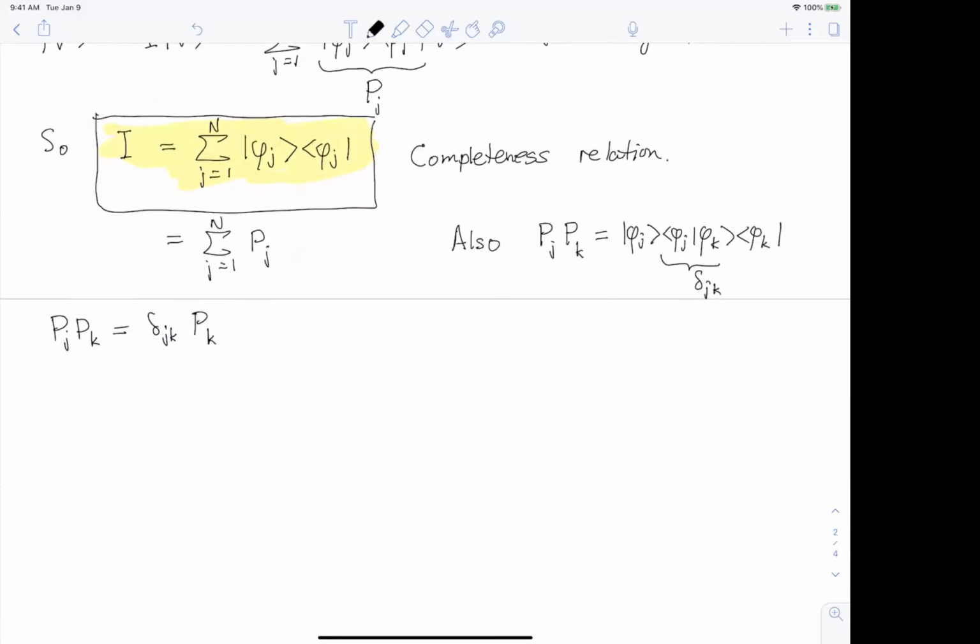Okay, let's do another example of another operator thing. Another way to define an operator.